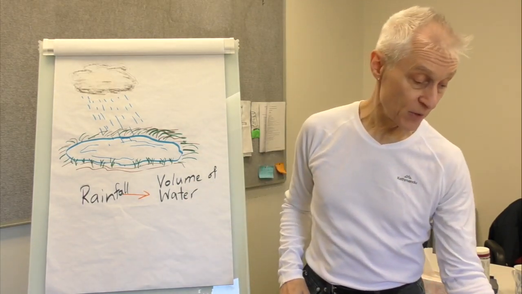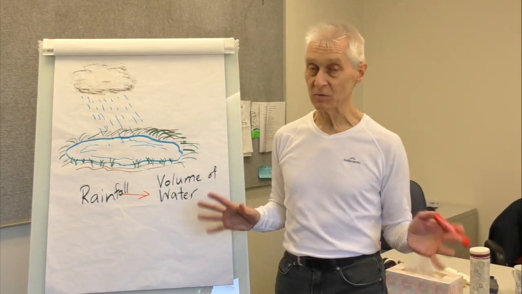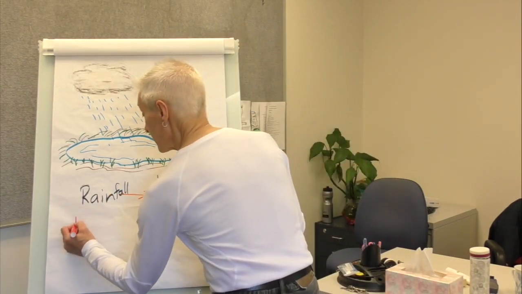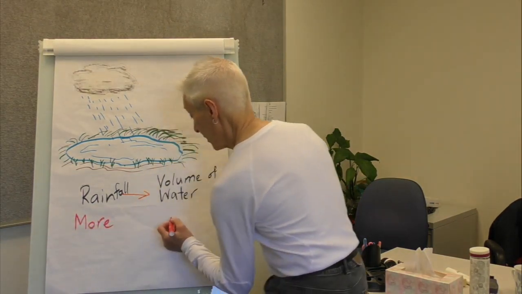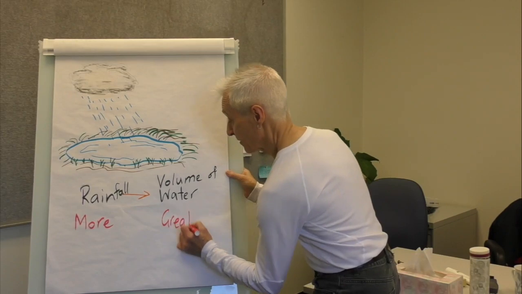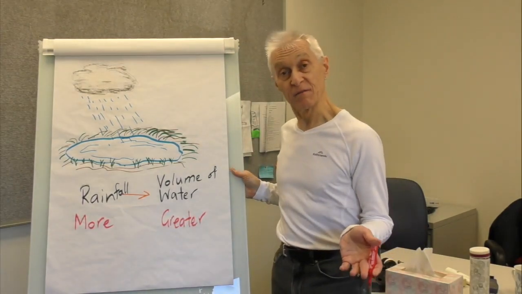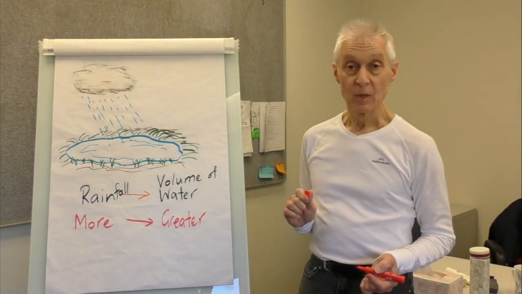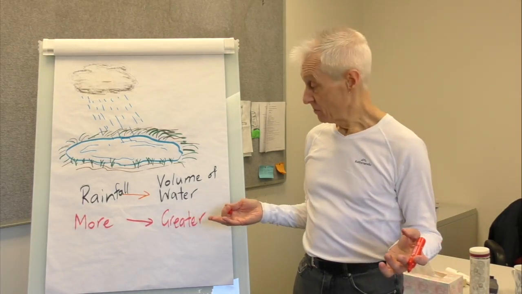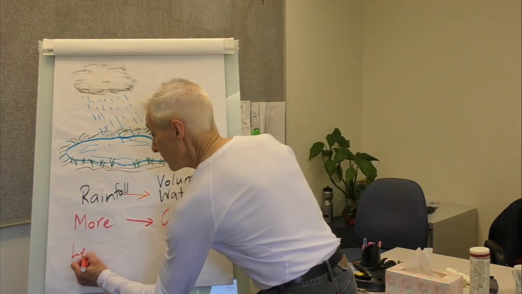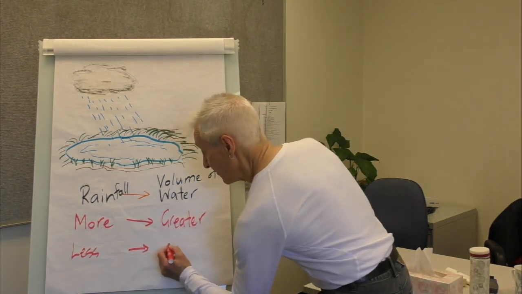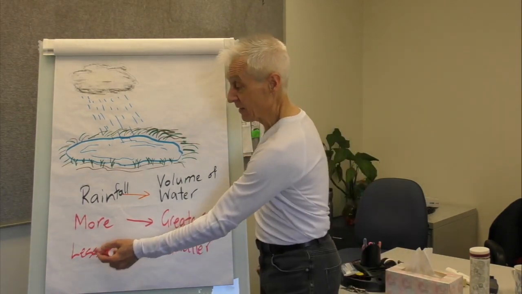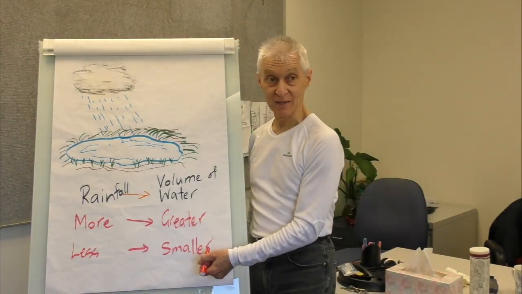There's an interesting thing here that we can say, in this case, it's really obvious, which is why I'm starting with this one: the more rain that falls, up to the limits of the dam, the greater the volume of the water in the dam. The less rain that falls, the smaller, or the lesser, it would be a better word, but I'll write smaller there, it makes sense. So the less rain that falls, the smaller is the volume of water in the dam.